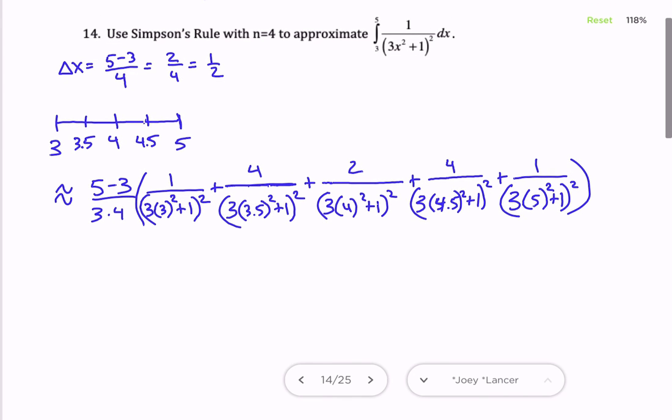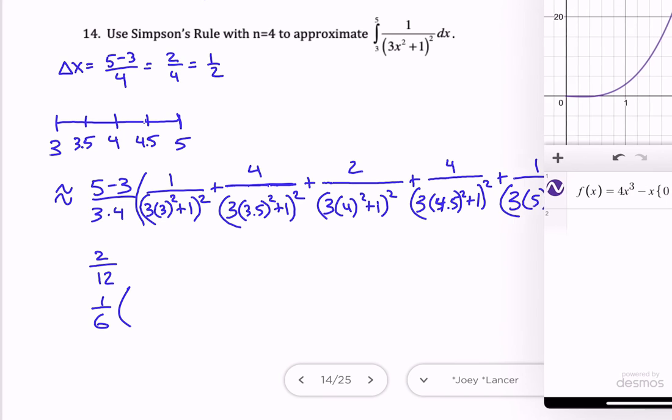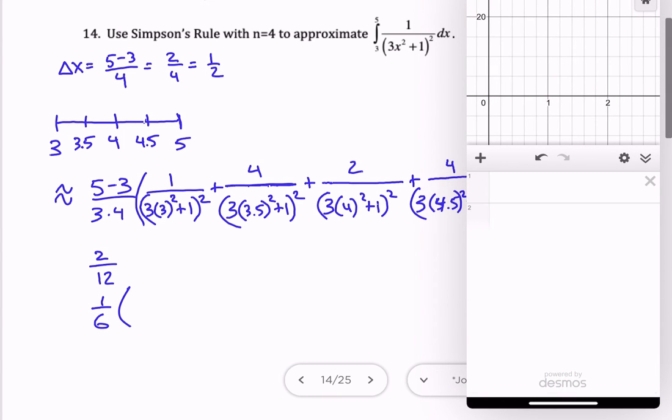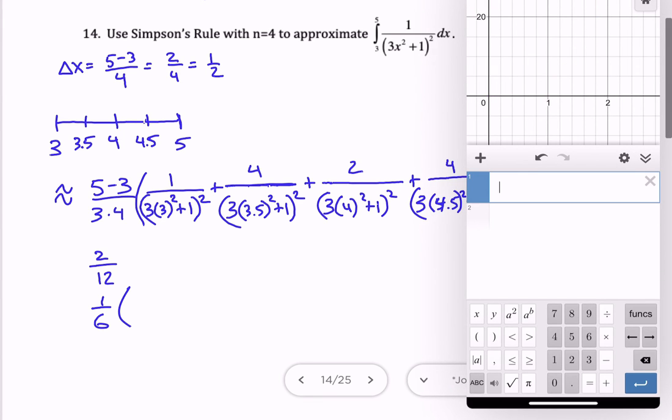And now you just kind of have to wrestle with your calculator on this. You know, sometimes it is helpful. You could simplify the first one, that's 2 over 12, so that's really 1 over 6. And in this case, it might be helpful to find those denominators first there. So we would have 3 times 3 squared, so that's 3 times 9, plus 1, and then squared, so that's 1 over 784.